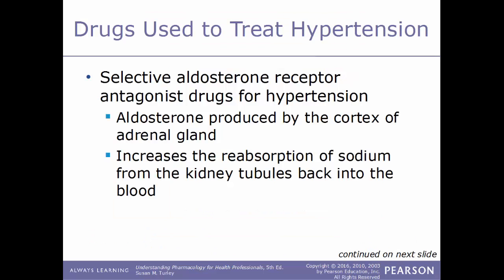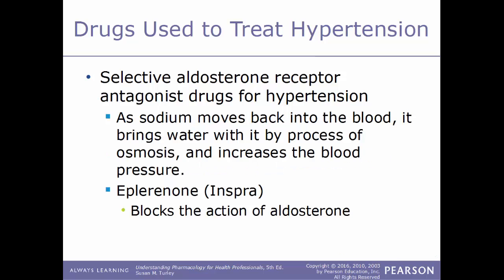Another class of drugs used to treat hypertension are selective aldosterone receptor antagonist drugs. Now, aldosterone is a hormone that is produced by the cortex region of the adrenal glands, and it works by increasing the reabsorption of sodium from the kidney tubules back into the blood. As sodium moves back into the blood, it brings with it water through the process of osmosis, and this action will increase blood pressure. An example of a selective aldosterone receptor antagonist drug would be eplerenone, which is sold under the name Inspra. And this works by blocking the action of aldosterone.